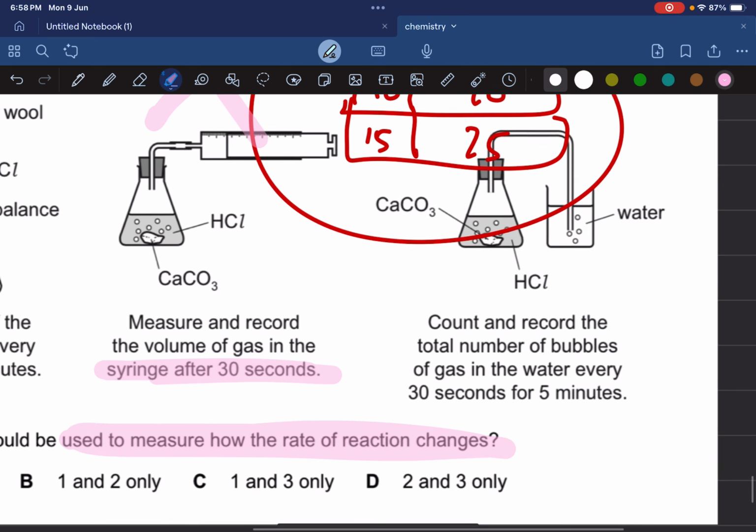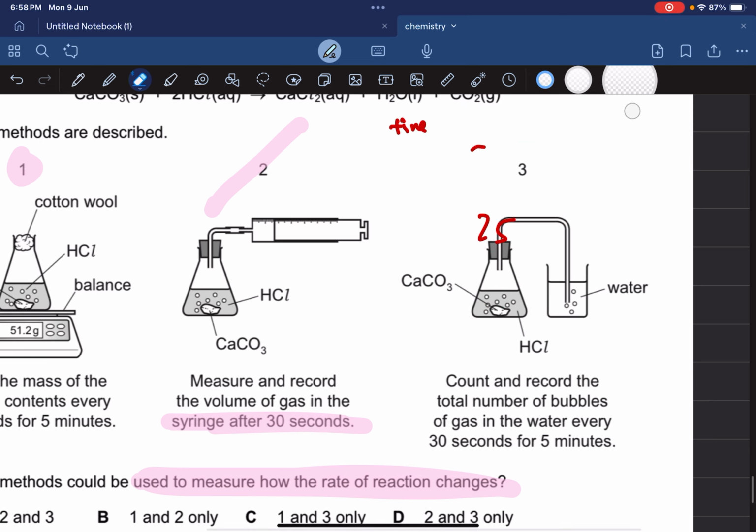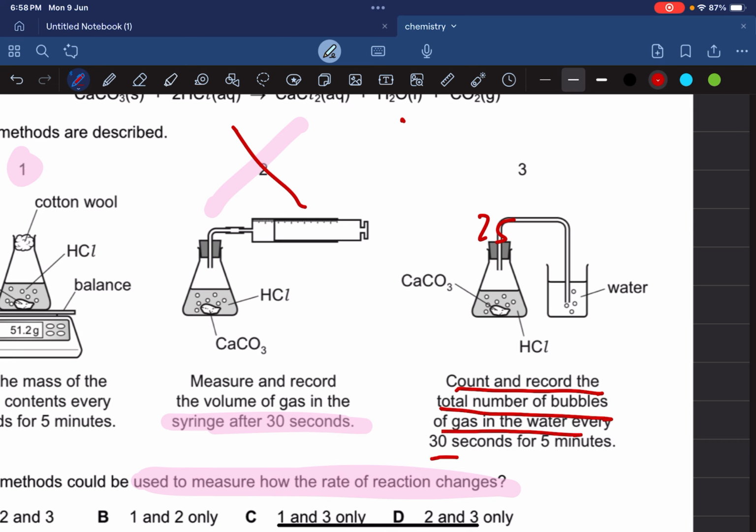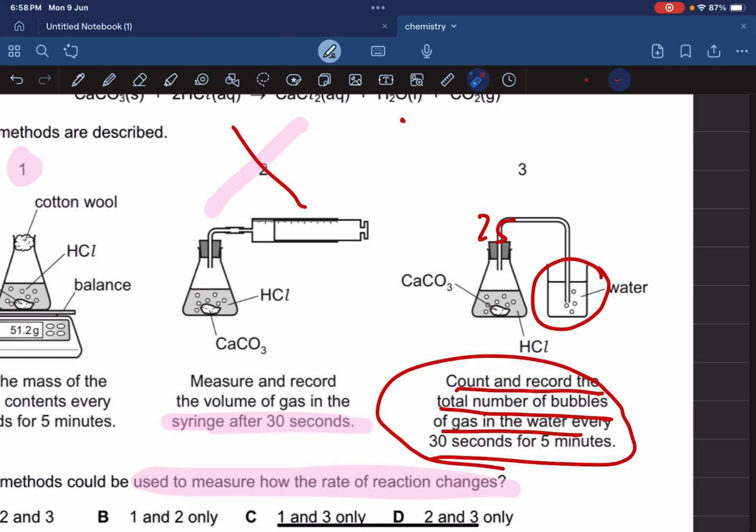Now option 3. Option 3 says count and record the total number of bubbles of gas in the water every 30 seconds for 5 minutes. You might think it's incorrect, but that's also correct. If you count the number of bubbles, you can know how much of your gas is being produced, and you're doing it for 5 minutes after every 30 seconds. So you're going to know the change. For the first 30 seconds, I counted 10 bubbles. But after the next 30 seconds, for example after 60 seconds, I counted only 2 bubbles. So that's going to tell me how the rate is changing.